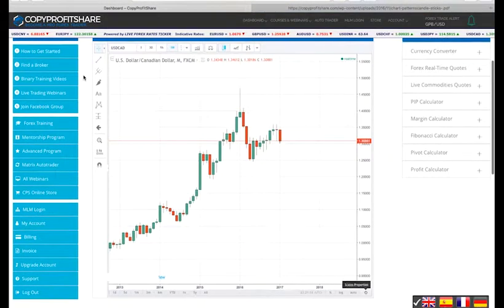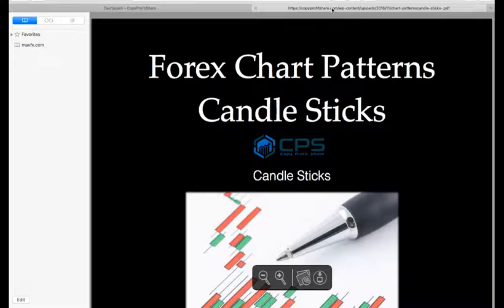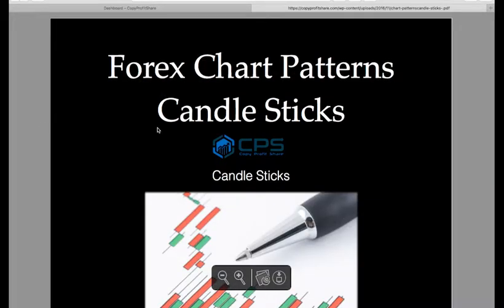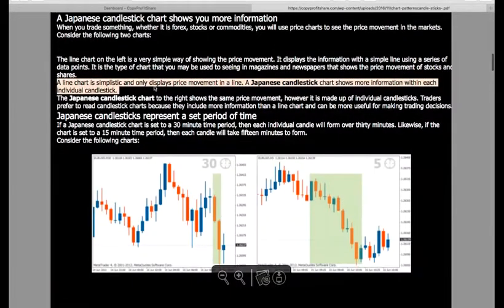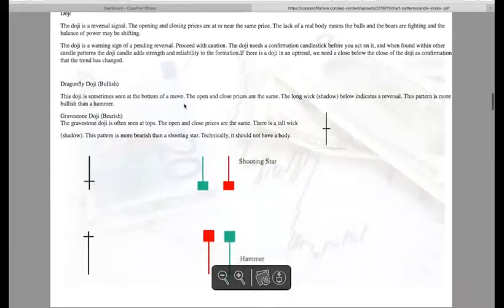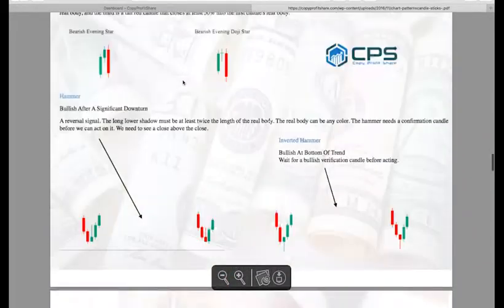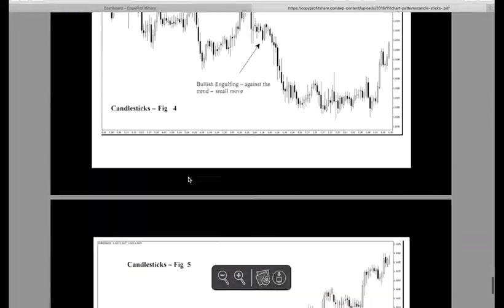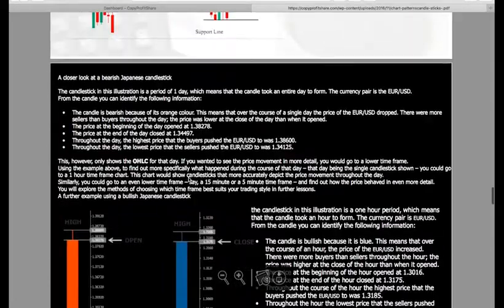Welcome to another training video, and today we're just going to talk briefly about candlesticks. Now before I get into this topic, if you want to learn a bit more about the specific patterns of candlesticks, make sure you check out the Forex chart patterns under candlesticks under the Forex training section. There's lots of information about them here, and you can see the various different types of patterns and formations that candlesticks will perform. We have a couple examples here.